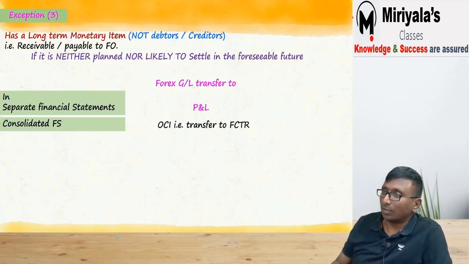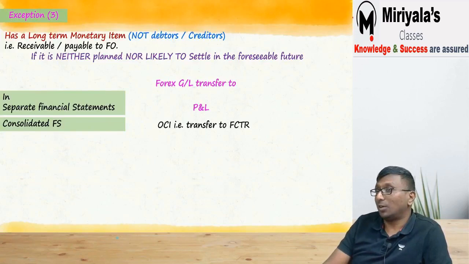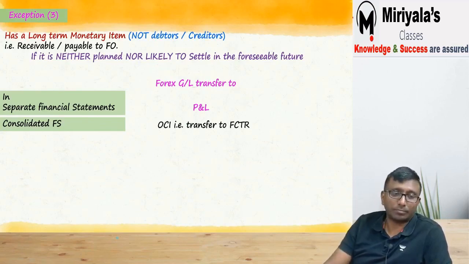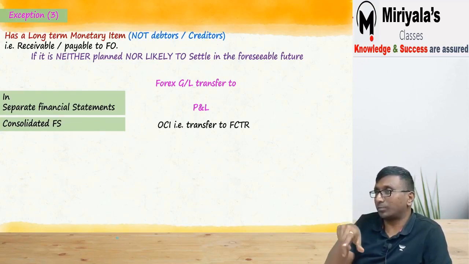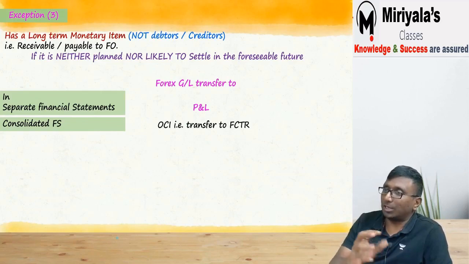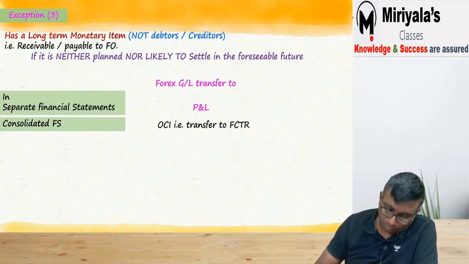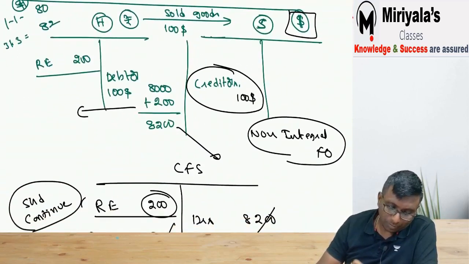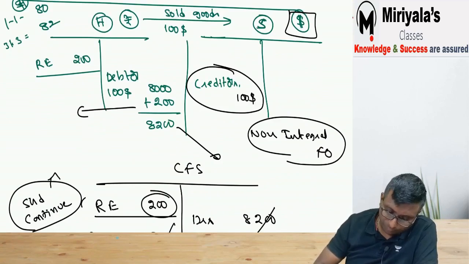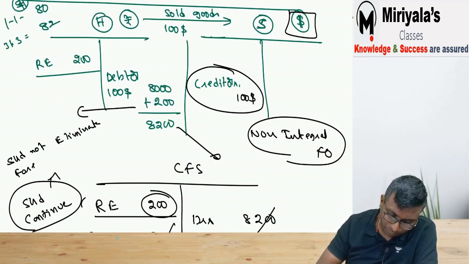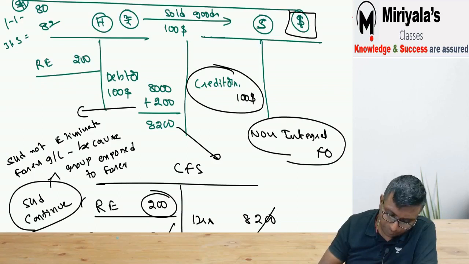This is what you have to write now. This is exception number 3: what is happening in the consolidated financial statement is not routed through P&L, it goes to OCI. That is the new point. After writing this, let's go to where I wrote earlier. Foreign exchange gain or loss should continue because the group is exposed to foreign currency risk. That point also we will copy. Go here, this point. This should continue, meaning we should not eliminate forex gain or loss because the group is exposed to forex risk.